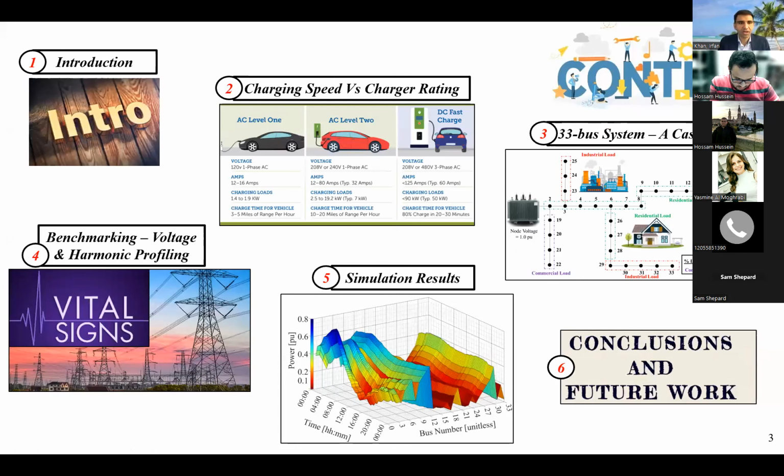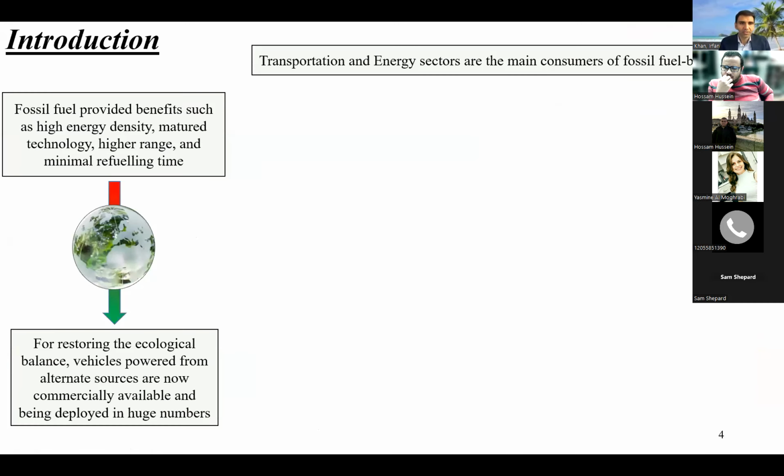So today's talk: first we have the introduction, and then we will talk about the difference between charging speed and charging rate. Then we will talk about the 33 bus system, which is a case study we are doing. And then in the fourth step, we will talk about benchmarking, voltage profile, and harmonic profile, and then simulation results and conclusion. So let's start with the introduction.